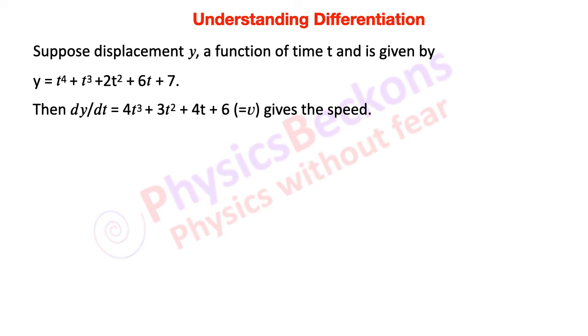Then dy by dt gives the differential of y with respect to time and is equal to 4t cube plus 3t square plus 4t plus 6. This is what represents the rate of change of displacement with respect to time. That is, it gives the speed of the particle.